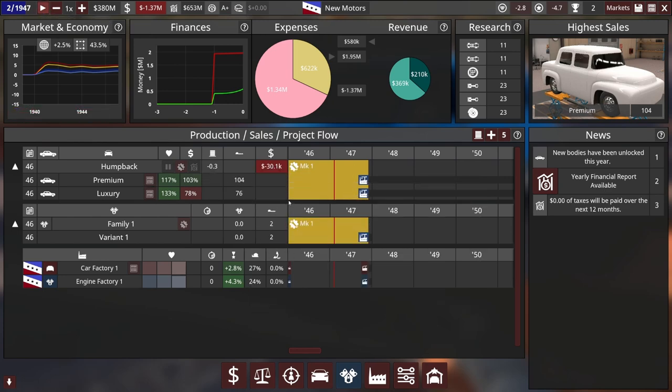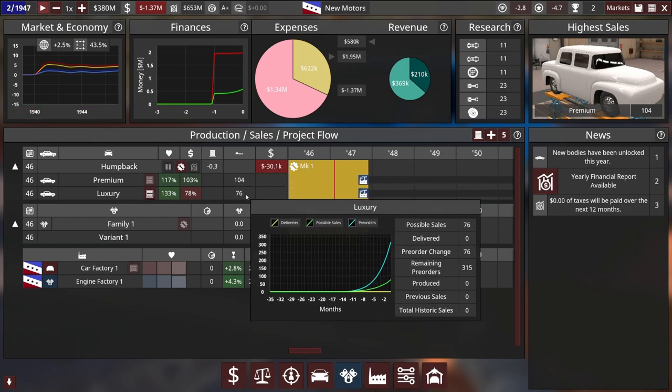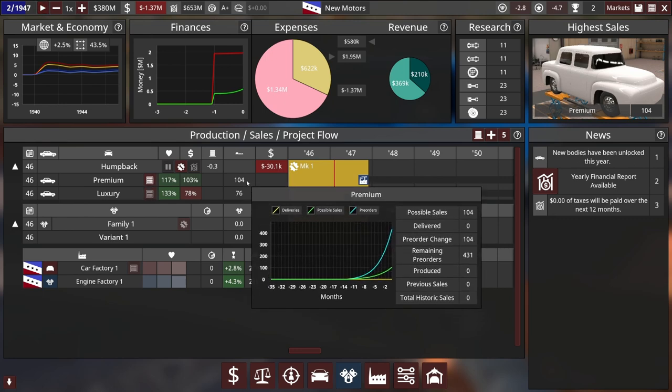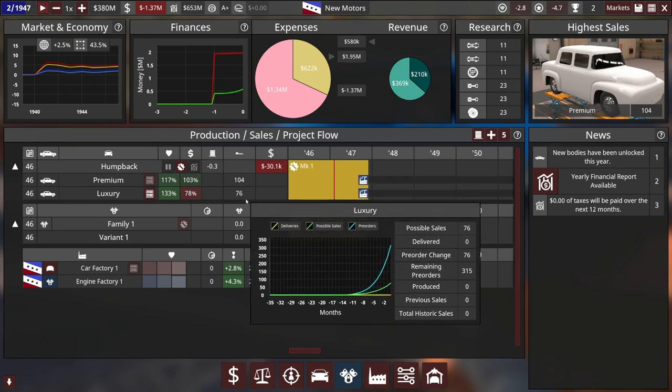And now our cars are not out yet. We're starting to make some pre-orders. Some people have ordered our car ahead of time. They're excited. They want to see it.